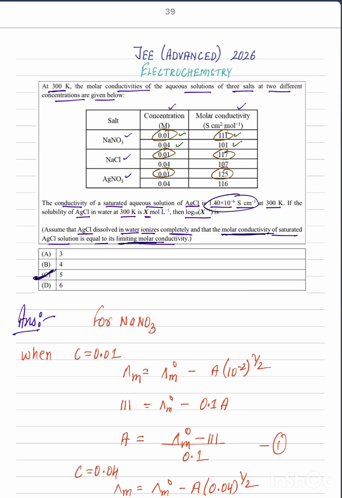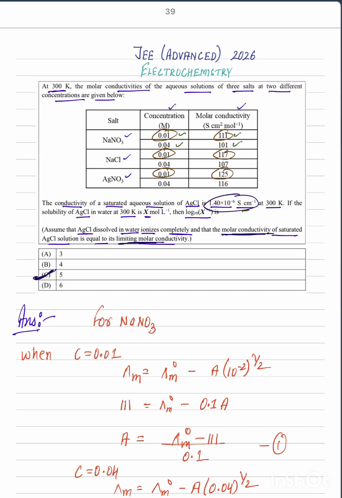Conductivity of a saturated aqueous solution of AgCl is 1.40 × 10^-6 Siemens per centimeter at 300 Kelvin. If the solubility of AgCl in water at 300 Kelvin is x mole per liter, then log10 of x raised to the power minus 1 is? And we have to assume that the AgCl dissolved in the water ionizes completely, and that the molar conductivity of the saturated AgCl solution is equal to its limiting molar conductivity. So we have to tell the answer, and the C option should be the correct answer.